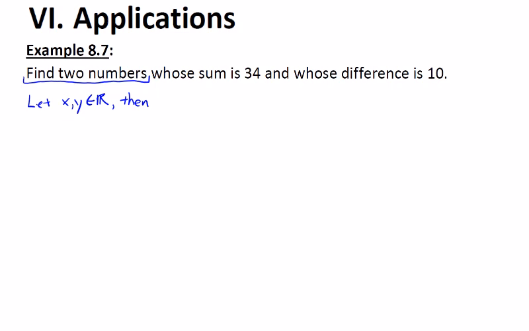And the first equation is going to come from the statement sum is 34, and the second equation is going to come from the statement difference is 10. So we're going to set up our system with x plus y needs to equal 34. There's your sum. And then for your difference, x minus y needs to be equal to 10. And with this, your system is set up, and you would then want to take the time to solve it.